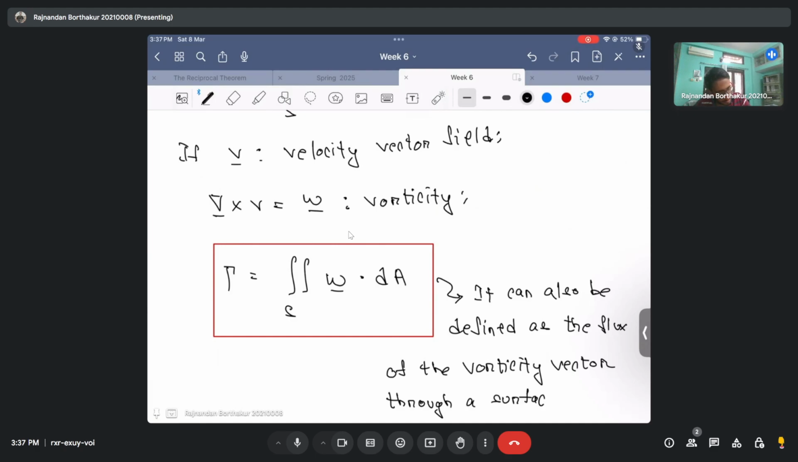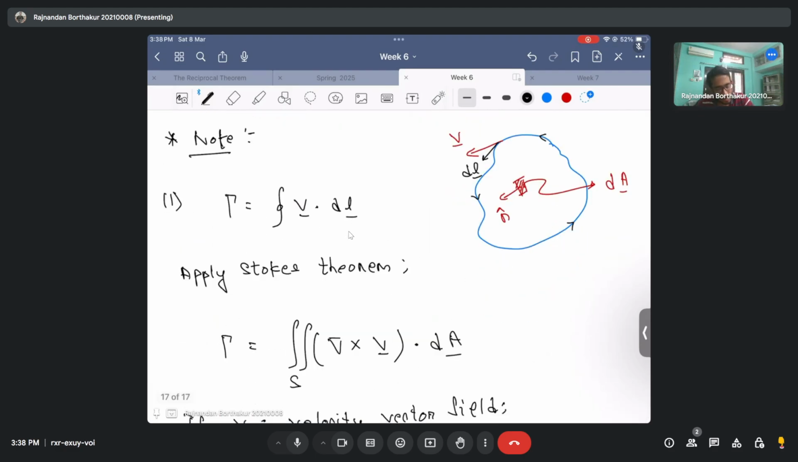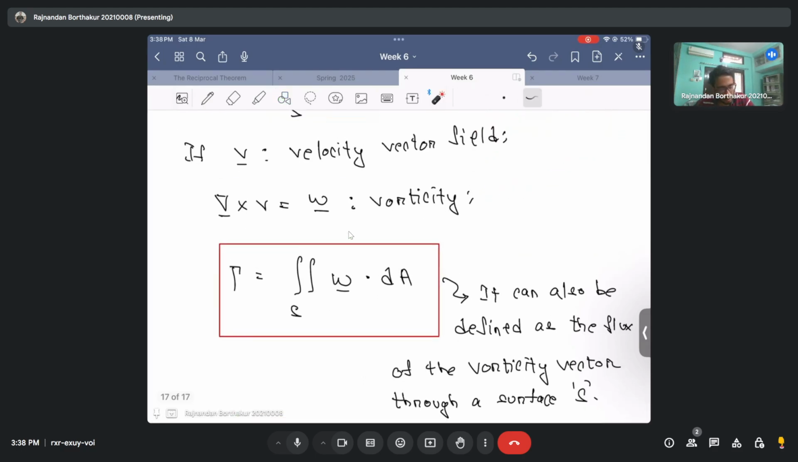Because remember, when we say flux, it always has to be through a surface, because otherwise there is no sense of defining a flux. So this is another definition of circulation. Yes, I know that circulation is the line integral of the velocity field. It can also be defined as the surface integral of the flux of vorticity, omega, which is basically the surface integral of omega dot dA. That's another way of defining circulation.